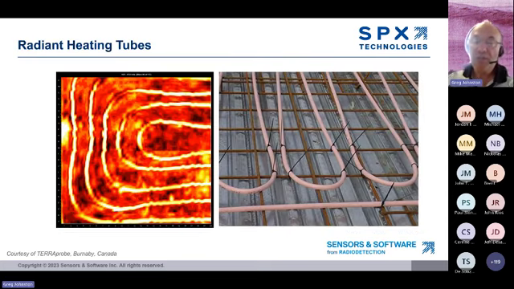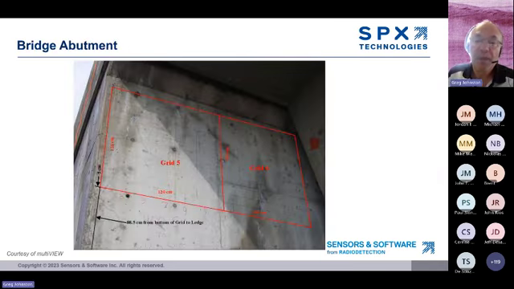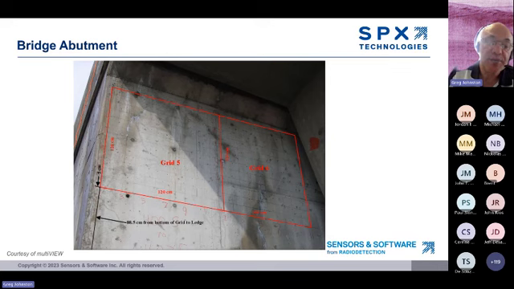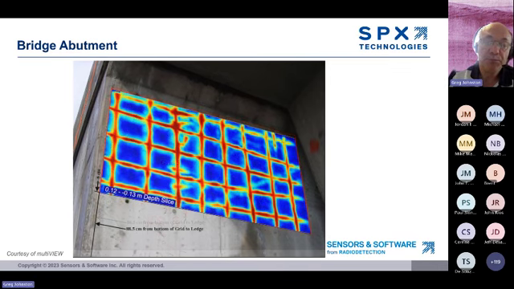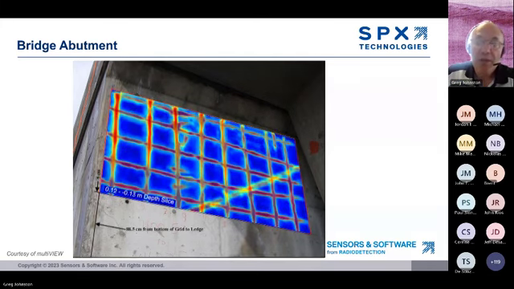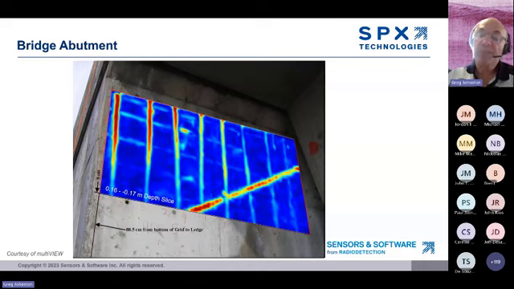GPR can also image other objects in the concrete. For example, radiant heating tubes, as this example shows. In this example, two grid scans are combined together to generate depth slices. The shallow depth slice shows the reinforcing metal. A deeper depth slice shows something else running through at an angle, perhaps a conduit.